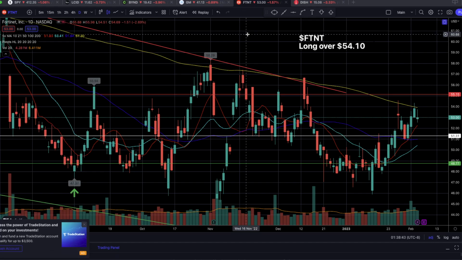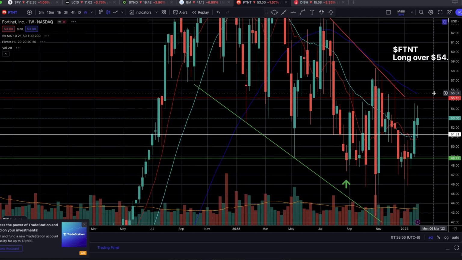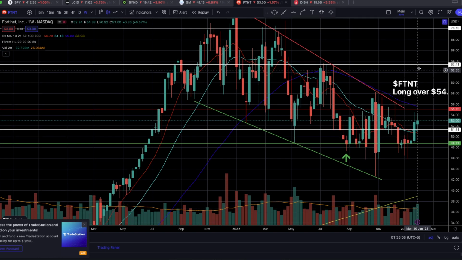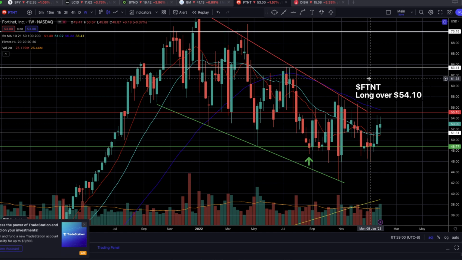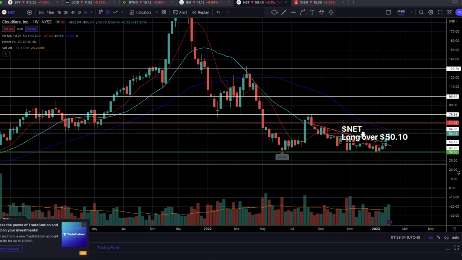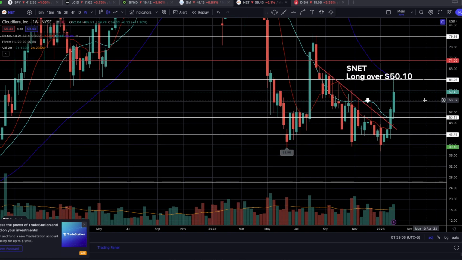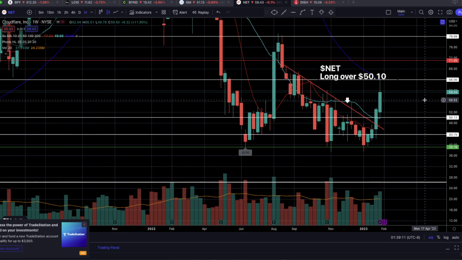All right, so our fourth name here is FTNT. Now, the reason why I chose this one is that, well, this one has been lagging. Why? Well, with most software names, they have actually broken out. And if you guys remember, I paired up FTNT and NET. And if you take a look at NET and FTNT, there's something surprisingly different about the two.